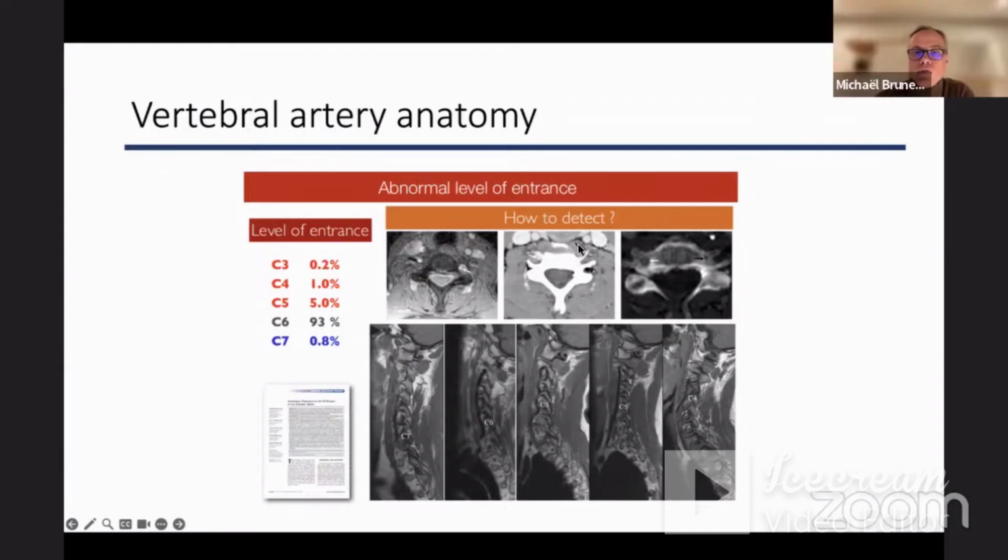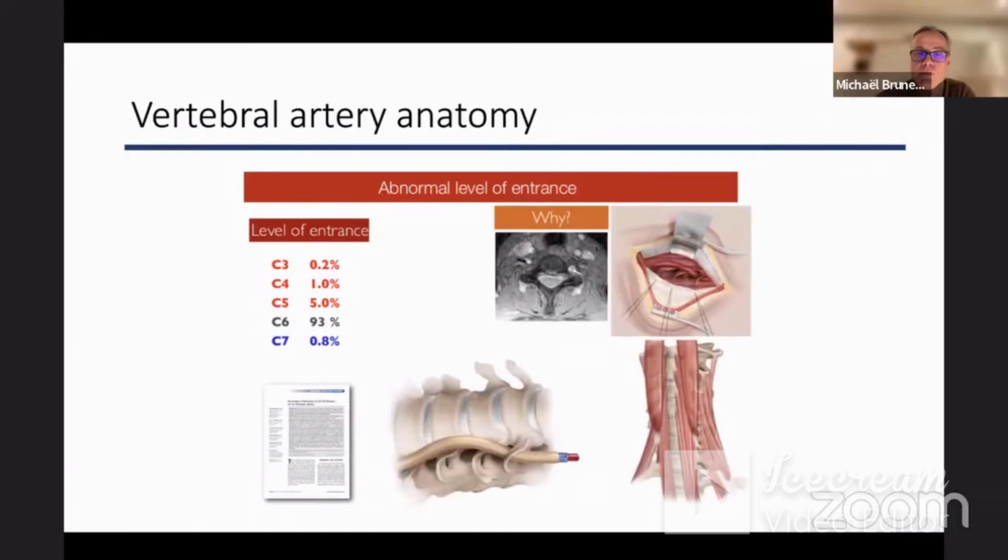You don't know the level, but you know that it is above. It is also detectable even on a basic CT scan, bone sequences. You see here a wide transverse foramen. You expect the vertebral artery will be inside. Here you see a very small one. The vertebral artery will not be inside. Is it important to know that?